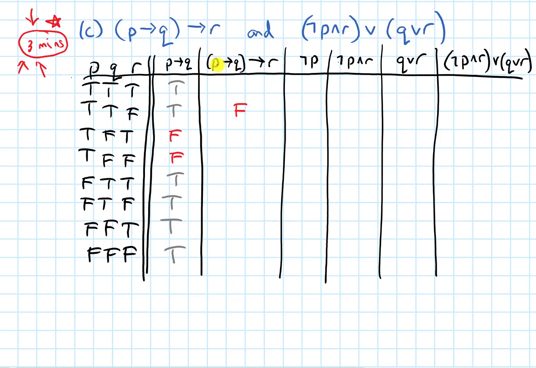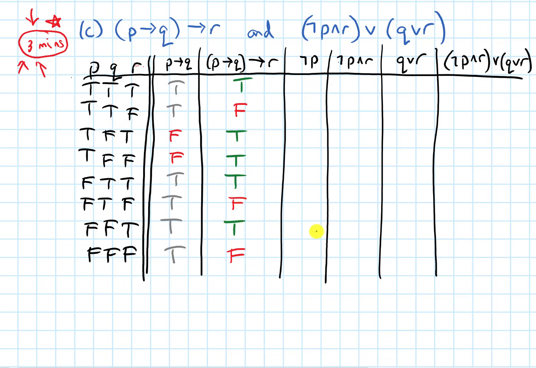Careful though. The first part is in this column, P implies Q. And the second part is in this column, R. Okay, so where else do I have a true first and then a false second? Well, that's here, as well as here. So the rest of these are going to be trues. So trues, trues, trues, trues, trues.